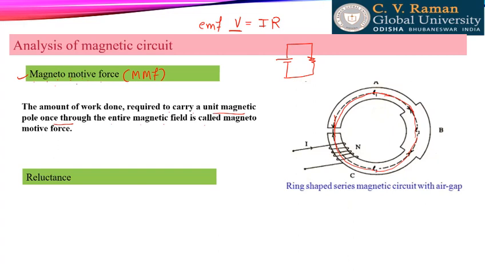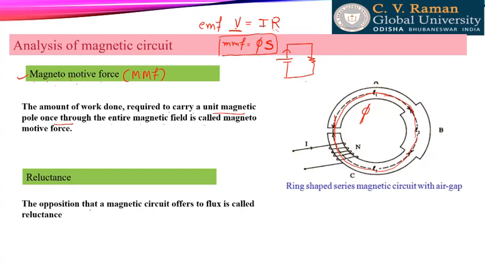Already we know what is the reluctance. Here we will put magnetomotive force is equal to flux into reluctance. In electrical circuit, current is flowing in the circuit. Here what is flowing in the circuit? Flux is flowing. And in case of resistance R, we have understood reluctance is the opposition, so here we have to write S. This is the formula for your Ohm's law. And reluctance means it is the opposition that a magnetic circuit offers to flux.